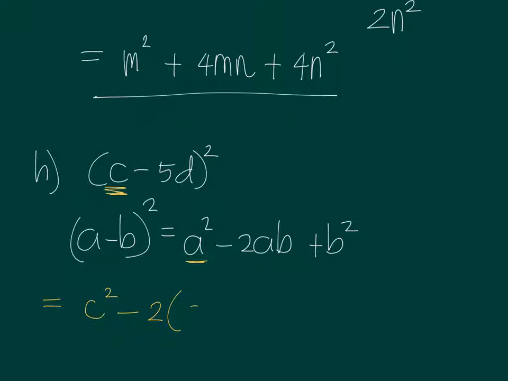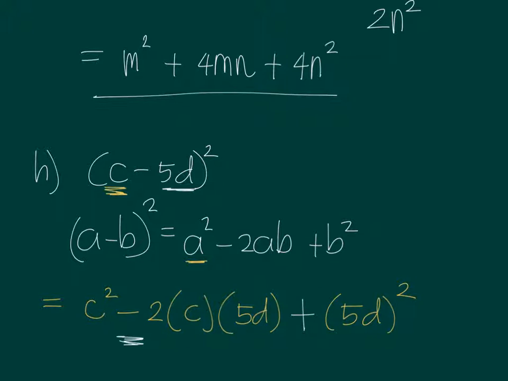Your A, your first term is C, and then your B is 5D. Okay, so note, since we already have the minus sign, then the 5D should not be considered as negative 5D. Okay, so 5D is acting as your second term, so that's times positive 5D, and then plus B squared, so that's 5D squared, and you have the parenthesis 5D raised to 2.